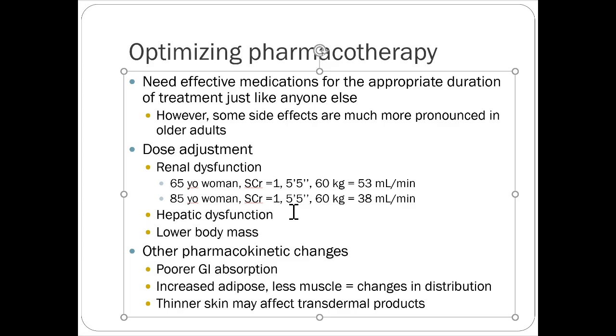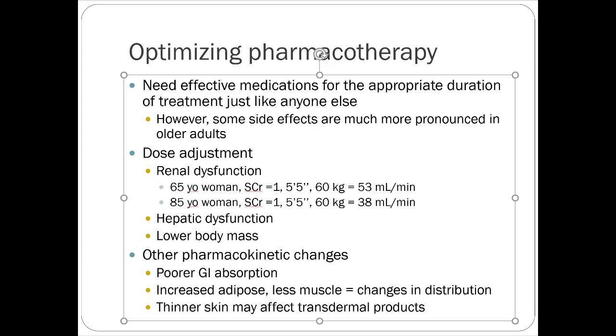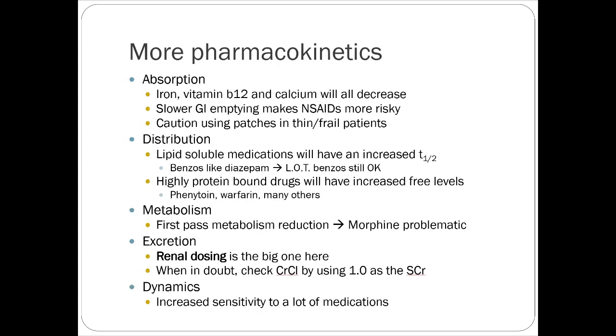Other changes: poor GI absorption, increased adipose and less muscle means changes in distribution. Thinner skin may affect transdermal products. Those are some things to keep in mind. We talked about this last semester during kinetics, but just to reiterate it for our elderly population. Other kinetics: some vitamins don't absorb as well.